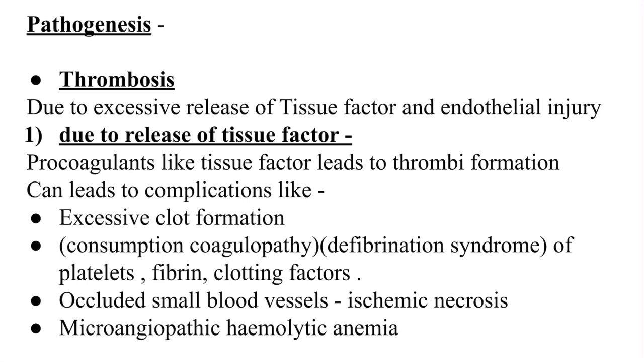The small thrombi, or small clots, formed as a result of excessive tissue factor can also accumulate in the small blood vessels and cause ischemic conditions there. The ischemia leads to infarction, then to necrosis. So these occluded small blood vessels undergo ischemic necrosis. And in blood vessels coated with a thrombotic layer, the RBCs, when they pass through, change their shape, leading to anemia, microangiopathic hemolytic anemia.